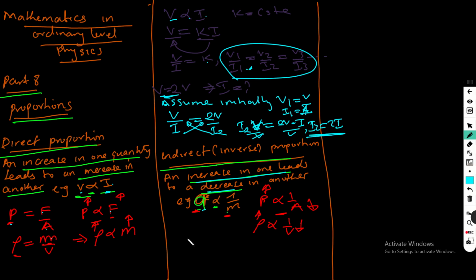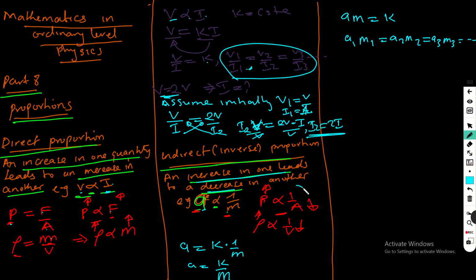So it means that if you are saying A will be equal to a certain constant times 1 on M, that's what I mean. So it is the same as K on M. If you want to make K the subject, we have A times M is equal to K. It's the same thing with the other. So we have A1 times M1 is equal to A2 times M2 is equal to A3 times M3, and so on to infinity. The same thing you can write with this one.